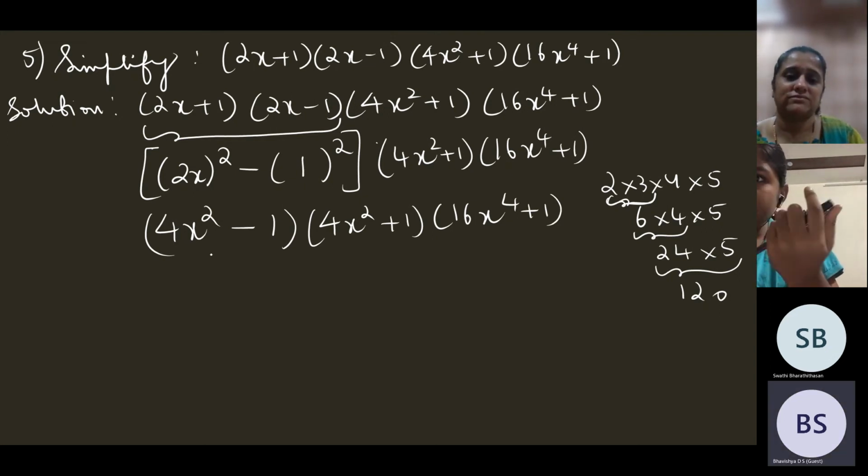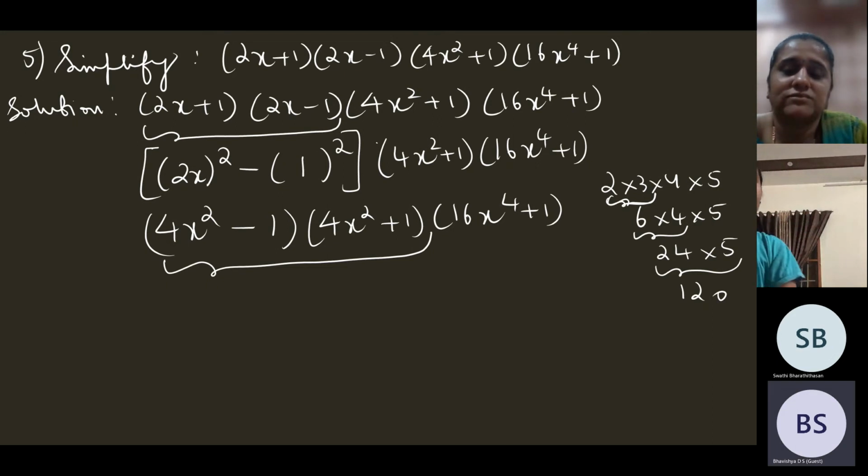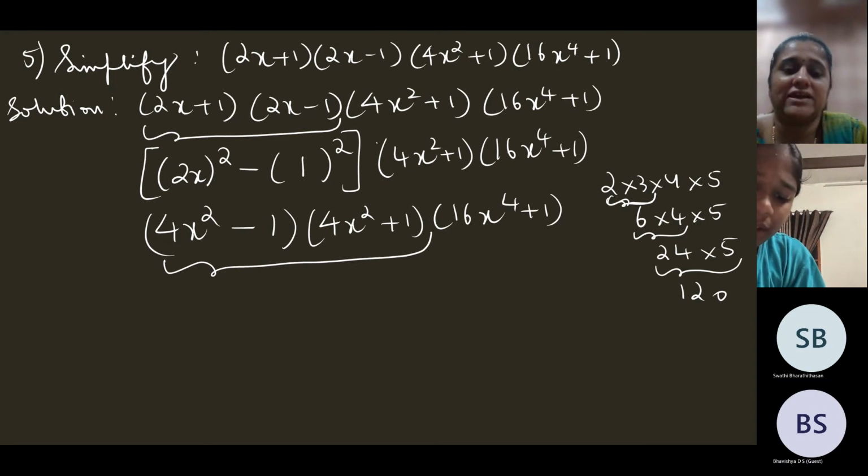Ma'am, 4x square and 4x square. Ma'am, we should multiply 4x square minus 1 and 4x square plus 1, ma'am. Very good. You should multiply these two now. How do they look like for you? Ma'am, it is a minus b, a plus b, ma'am. Into a. It's like they look like a minus b into a plus b.